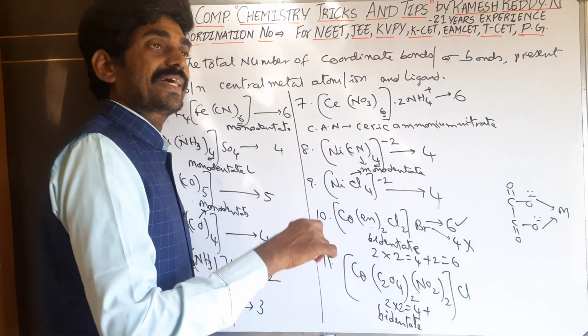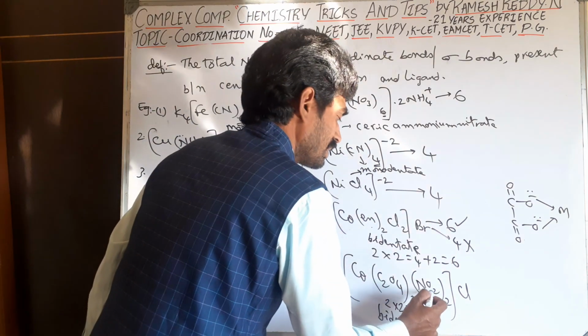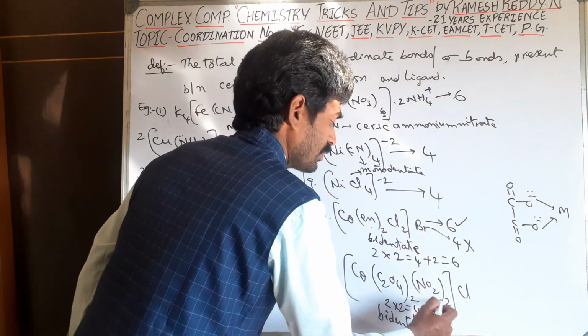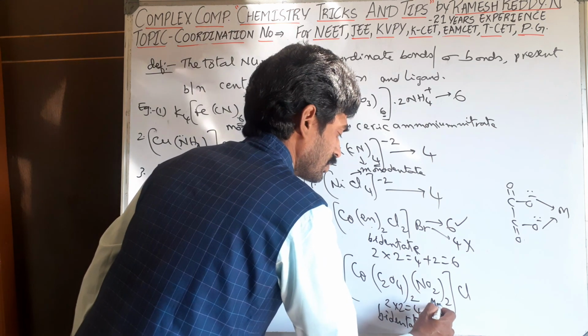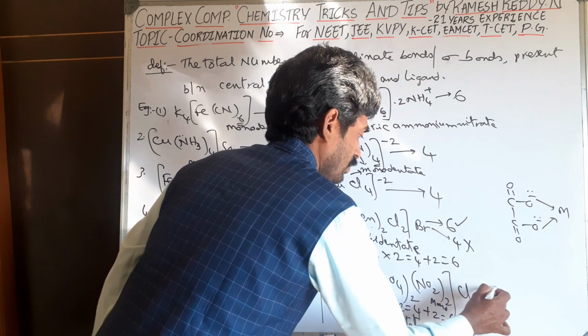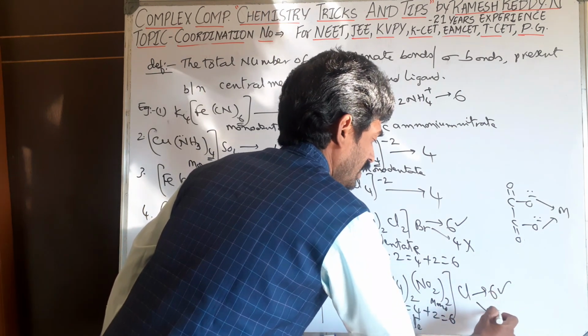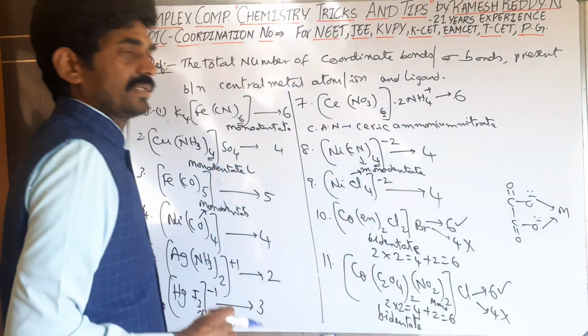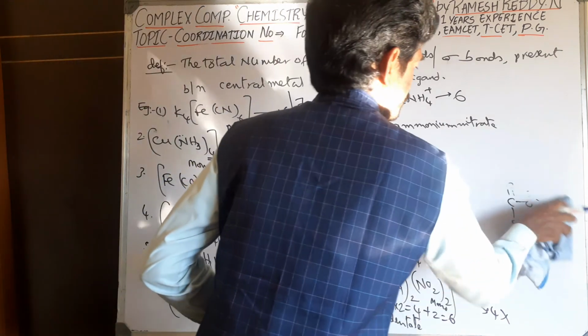So the 2 oxalate ions can form 4 coordinate bonds, and NO2 is a monodentate ligand. It can form 1 each, 2 in total. Totally 4 plus 2, 6. So here the coordination number is 6, but not 4. Take care, my dear students. Okay, right. Next one.